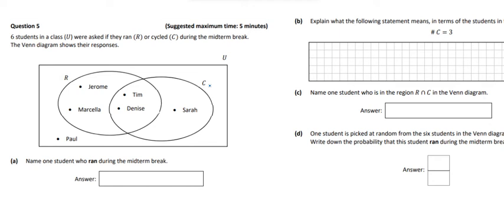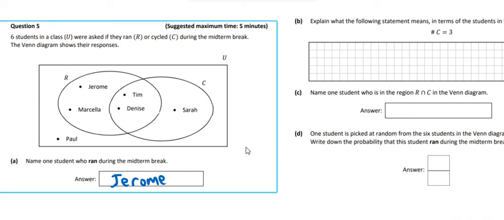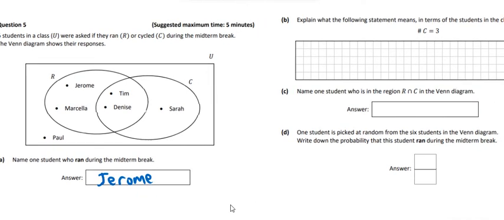So part A asks us to name one student who ran during the midterm break. So you've got 4 different possibilities here. You can pick Jerome, you can pick Marcella, you can pick Tim, or you can pick Denise. Most people would pick Jerome because he's at the top there and he's in the circle by himself. But you can pick any of those 4 people: Jerome, Marcella, Tim, or Denise.